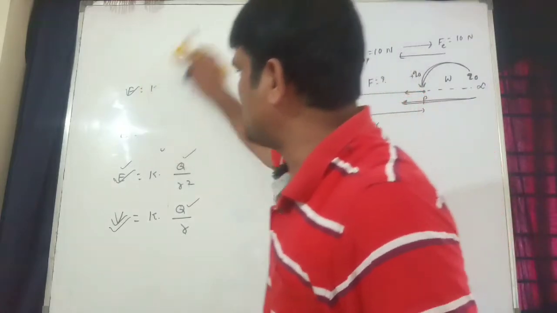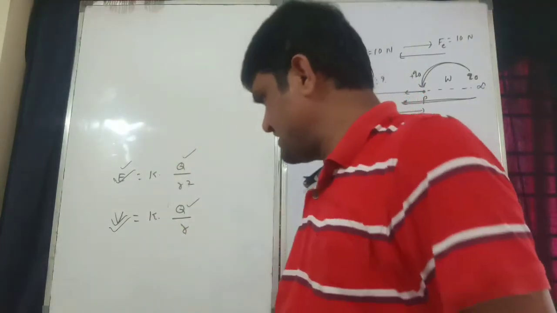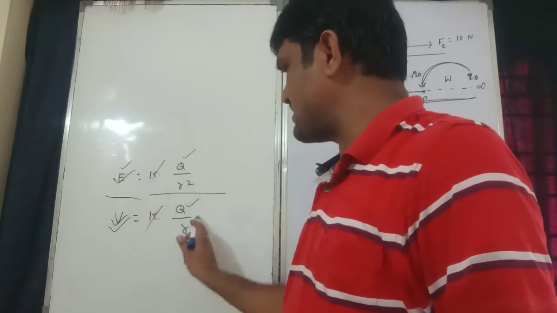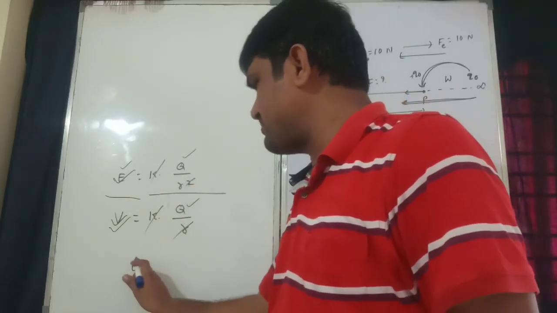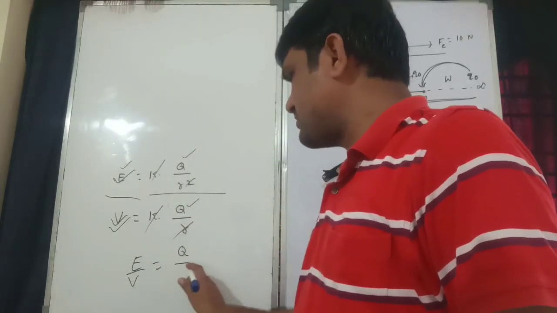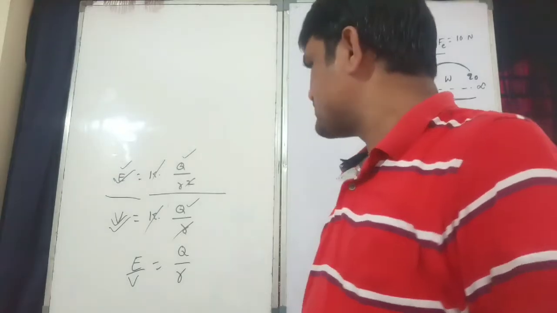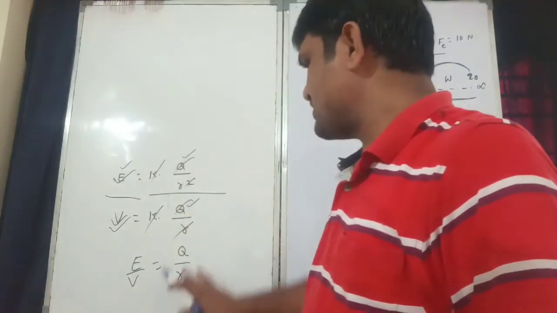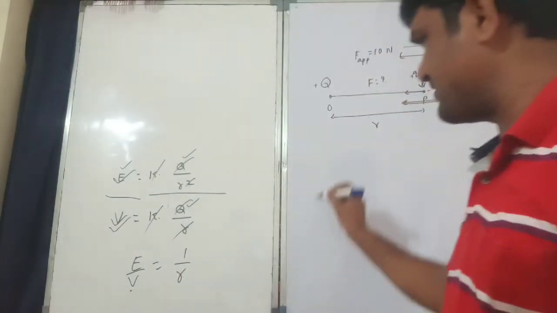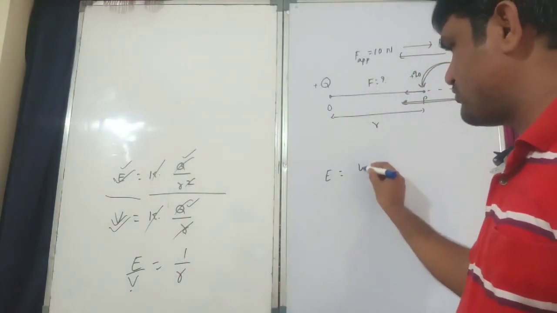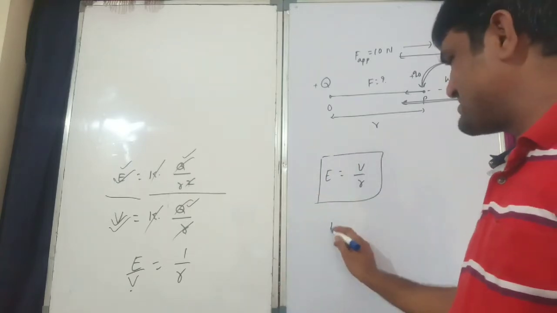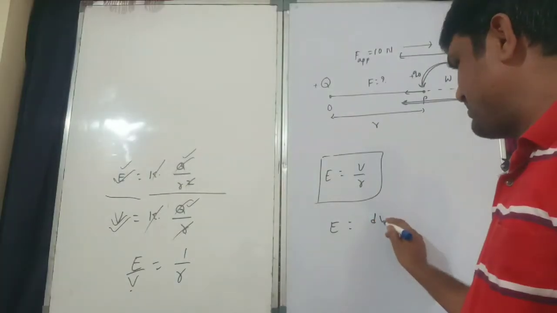Next one. If I take these two and divide, K and K get cancelled, R and R get cancelled. Therefore what will come here? E by V is equal to what? Q by R, Q by R. Next, Q and Q also get cancelled. 1 by R. So V transfers that side. What will come? E is equal to V by R. Relation, right? E is equal to dV by dr.